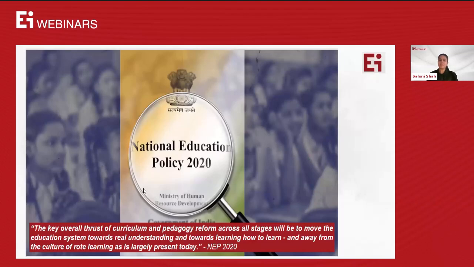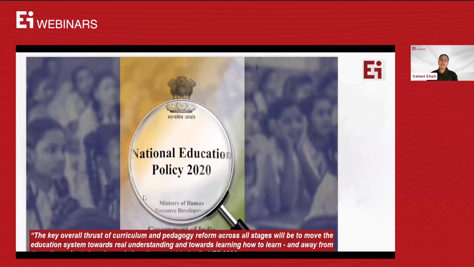As we see, the National Education Policy has as its key overall thrust curriculum and pedagogy reform across all stages, to move the education system towards real understanding and towards learning how to learn, and away from the culture of rote learning that is largely present today. So we'll concentrate on all of this. And as we go through this journey together, we will also share how Educational Initiatives, through the Asset ecosystem, has been supporting schools across India in making this shift from rote learning to meaningful, impactful learning.